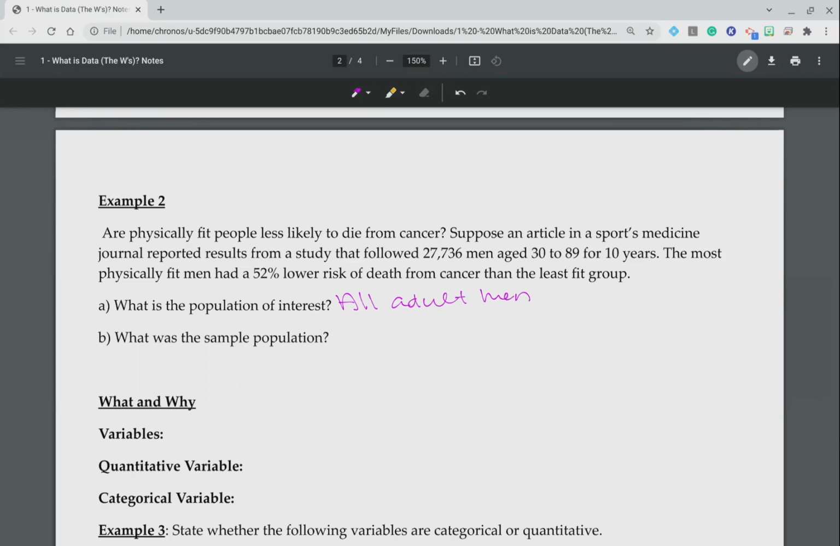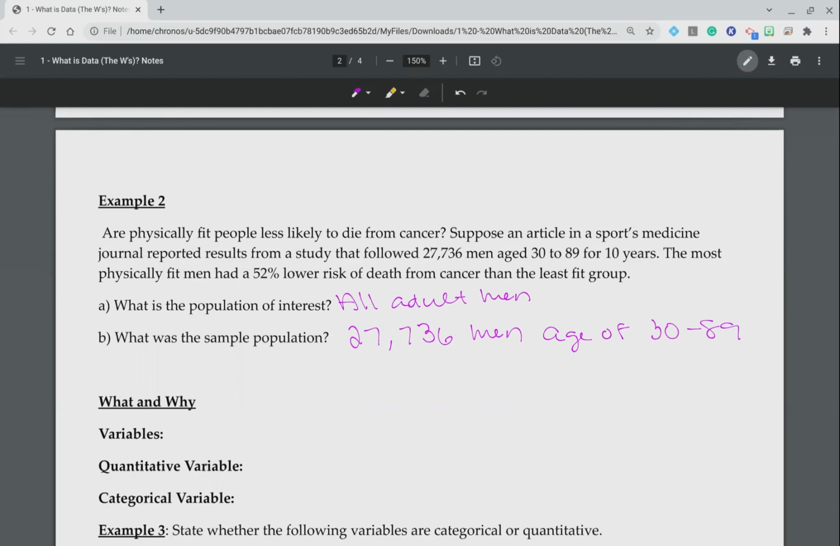So then what would our sample population be? Again, we're not going to be able to survey every single adult man in the world. So what was the sample in this study? They sampled 27,736 men from the age of 30 to 89. Okay, so that's how we determine population and sample size.